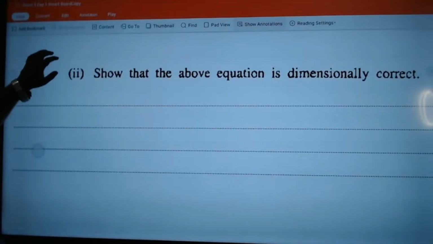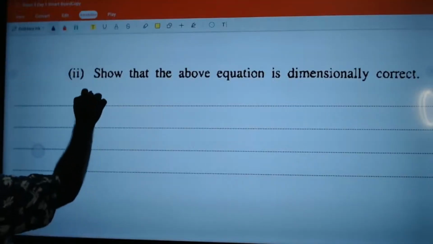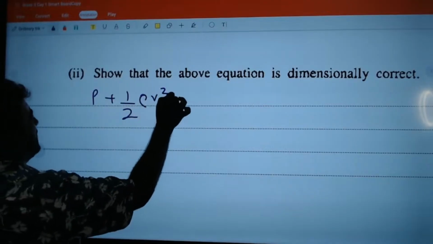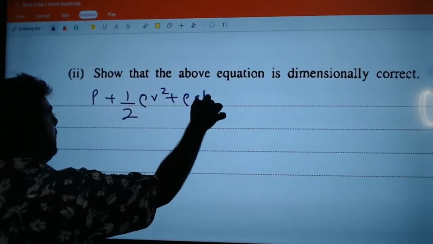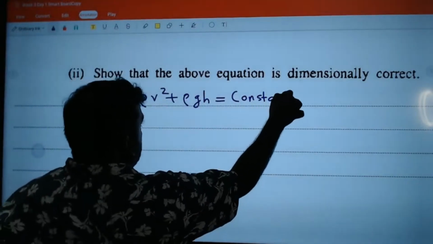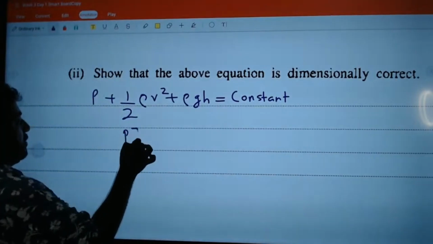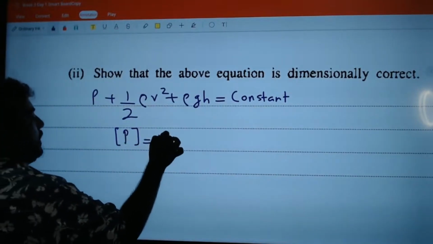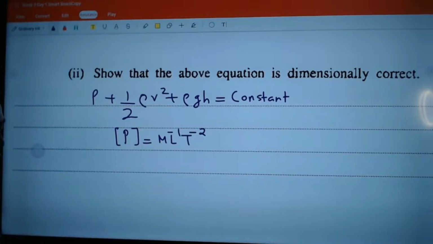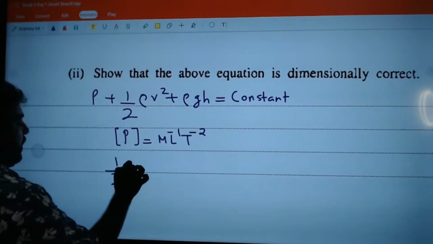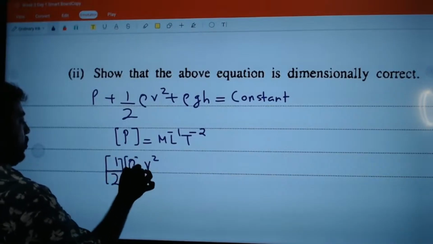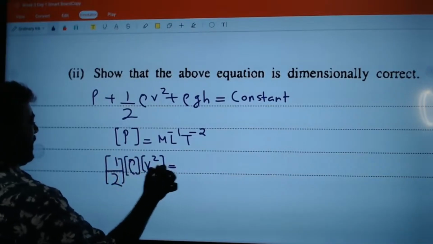Show that the above equation is dimensionally correct. P plus half rho V squared plus rho g h is going to be constant. Right. So what are the dimensions of P? Pressure, no? ML minus 1 T minus 2. Then find the dimensions of half rho V squared. Half separately, rho separately, V squared separately.